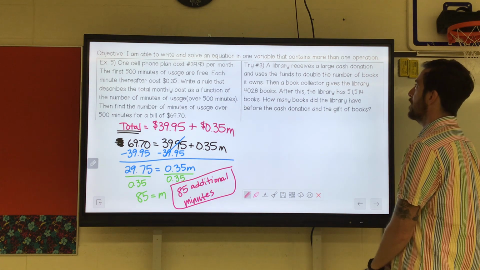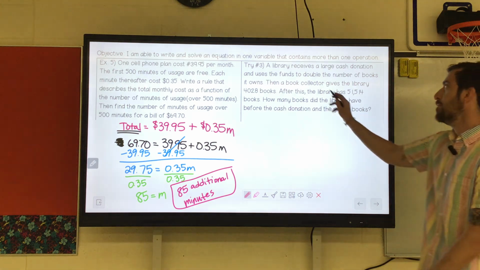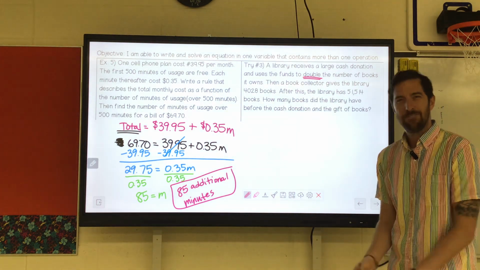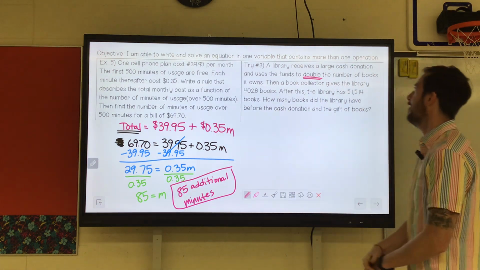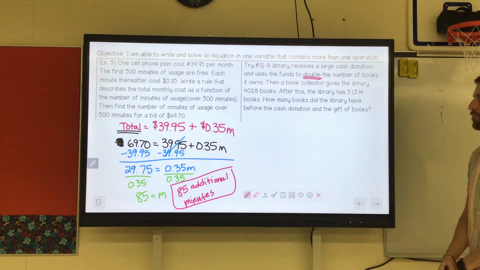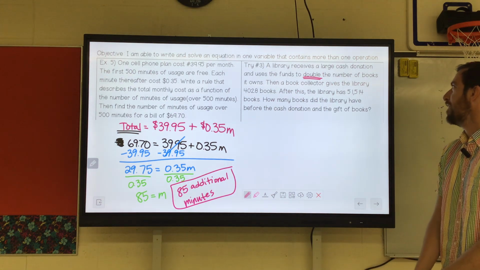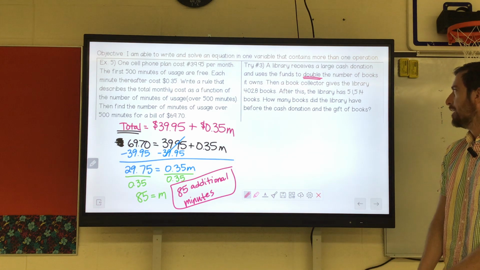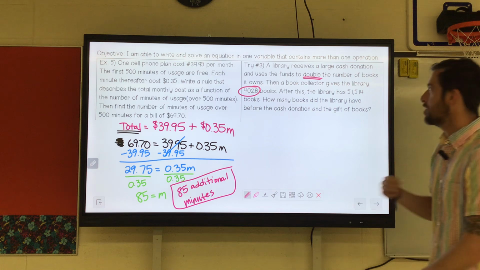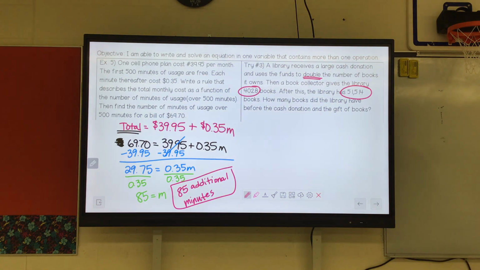A library receives a large cash donation and uses the funds to double the number of books it owns. I bet that word double is pretty important. If you're doubling $10, your brain is just like $20, right? You're multiplying by 2. Then a book collector gives the library 4,028 books. After this, the library has 51,514 books. How many books did the library have before the cash donation and the gift of books? So other important numbers, someone gave us 4,000 books, and in total, we had 51,514 books. I just want to make sure I do have enough time.